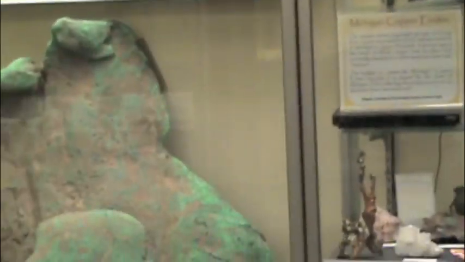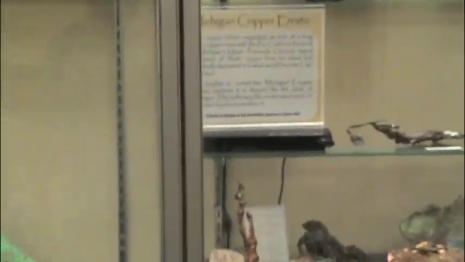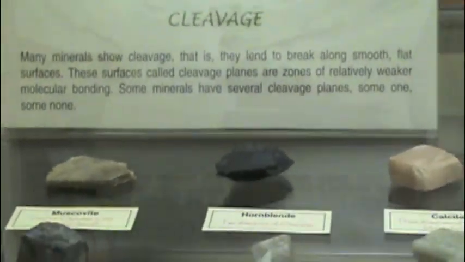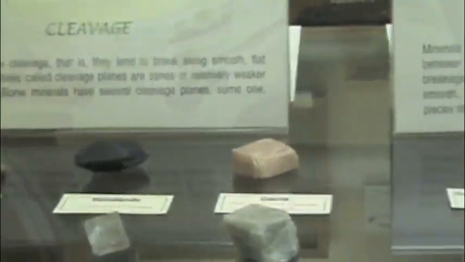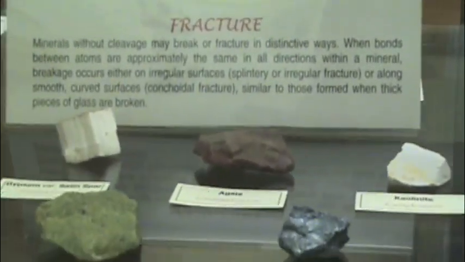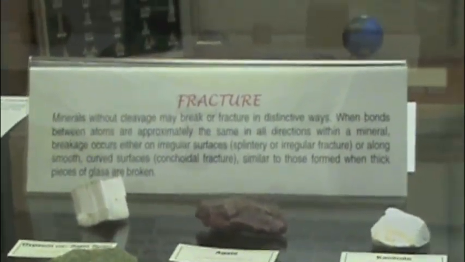Alright, so there's another native copper display in there. So let's go ahead and head into the museum. It's kind of a square shape with a center display. So there's a wide variety. We talked a little bit about cleavage. There's a display about cleavage. I didn't really talk too much about fracture, but there's a display about fracture. We did talk about luster.